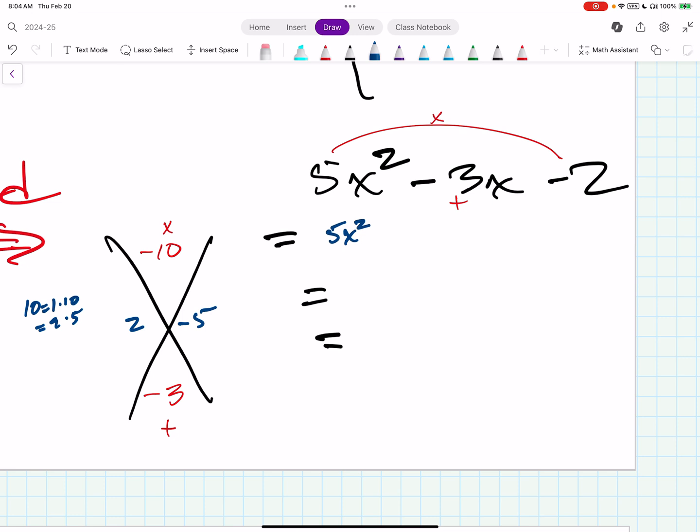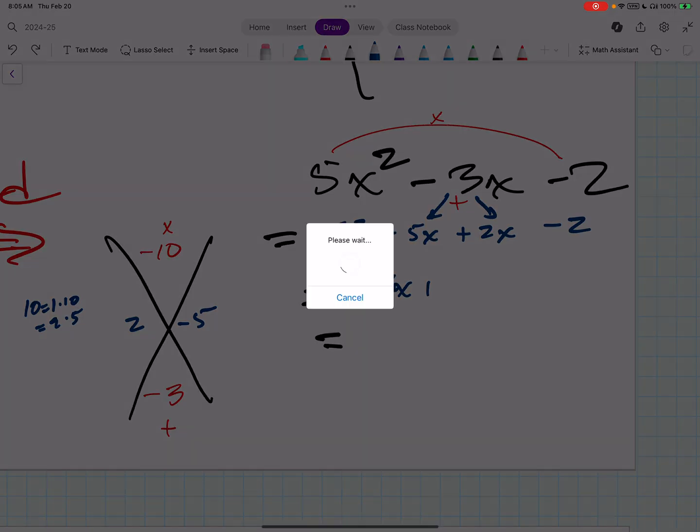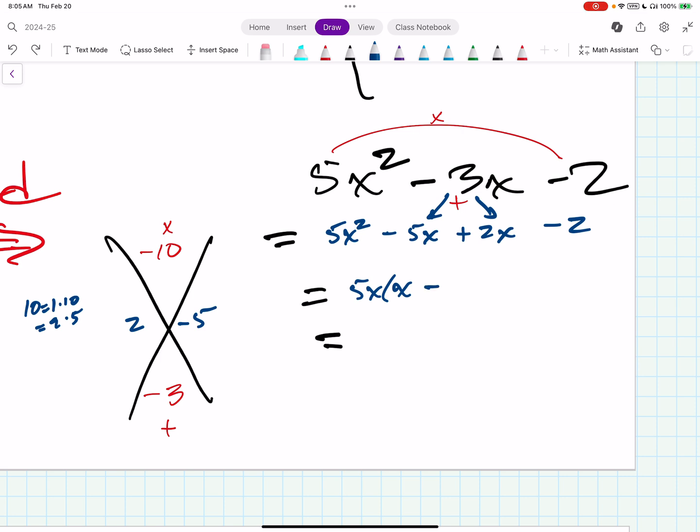So 5x squared, I'm going to split the middle term now. I'm going to start off with a minus 5x here because the lead term has a 5 in it and has a common factor. So think about what you're doing here: splitting the middle term into two terms, as we always do with factor by grouping, and then factoring out the common factor. So we've got to factor out a 5x in this case. So we're going to have 5x times x minus 1.